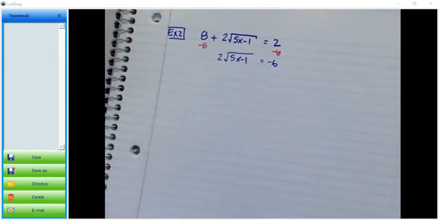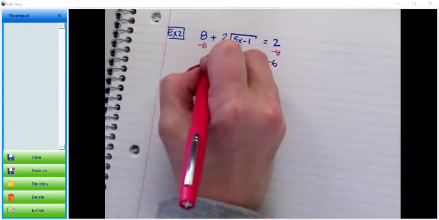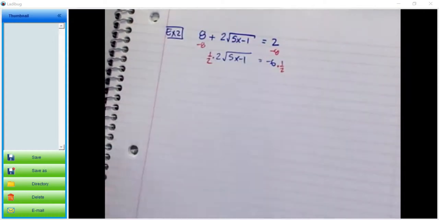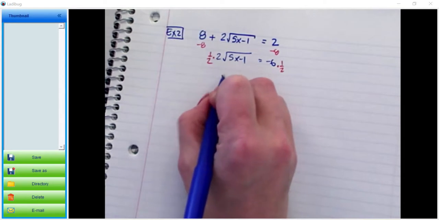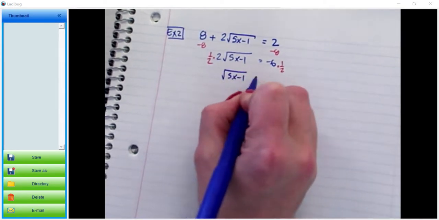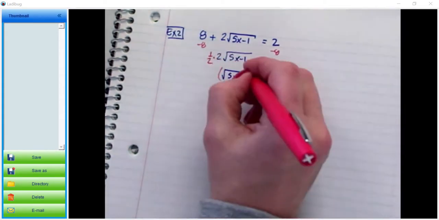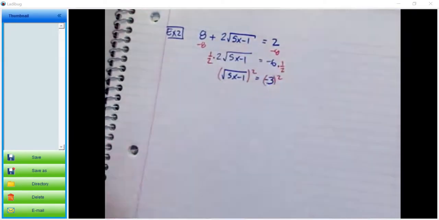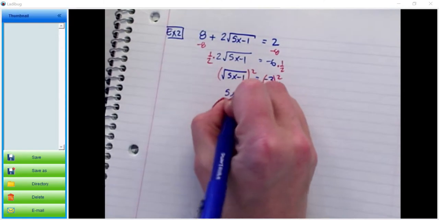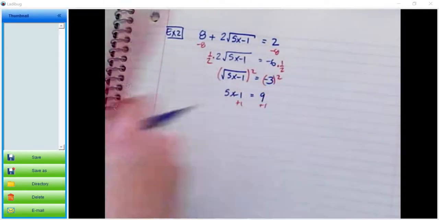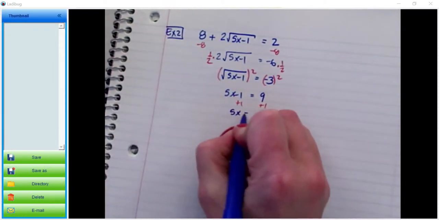Okay. I'm going to divide by 2, which is actually the same thing as multiplying by 1/2. Hold on. Here it is. Okay. I'm going to square. You're feeling pretty good. Hold on. I'm going to show you. Hold on. I'm going to add one. Yeah, you're not wrong, guys.